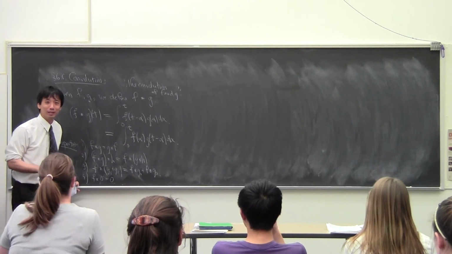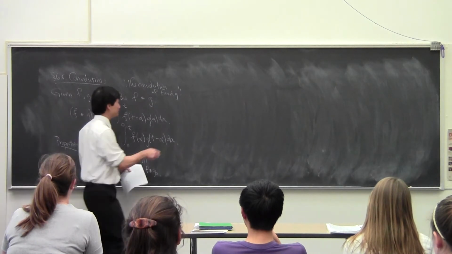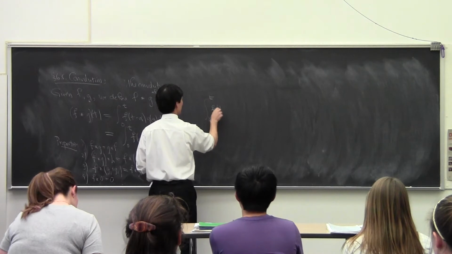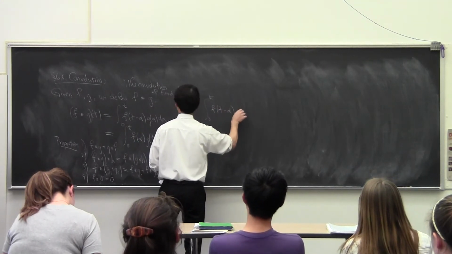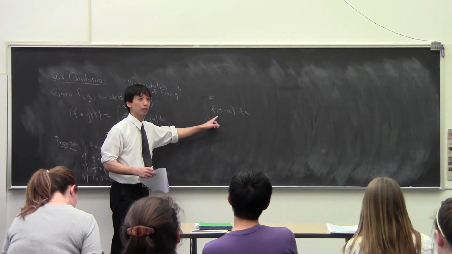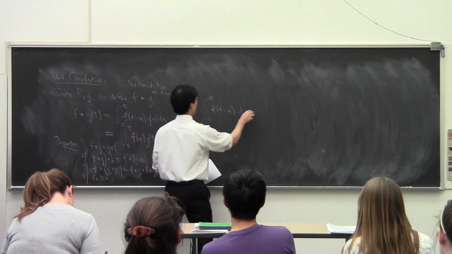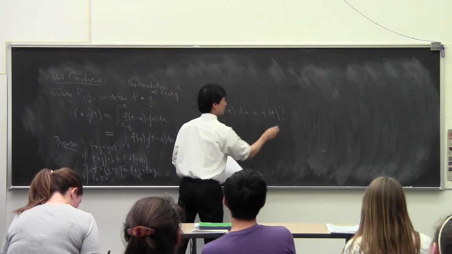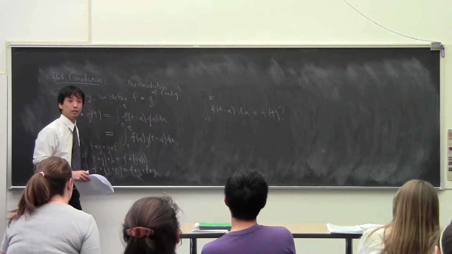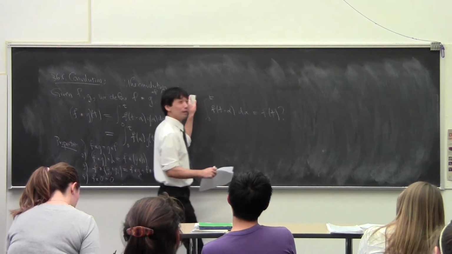What should the identity be? With 1? Well, let's see. If we convolve with 1, then we're going to get the integral from 0 to t of f of t minus alpha times 1 d alpha. So we're going to get the integral of the function. Is that the same thing as f of t? No, not really. Convolving with 1 does you no good.